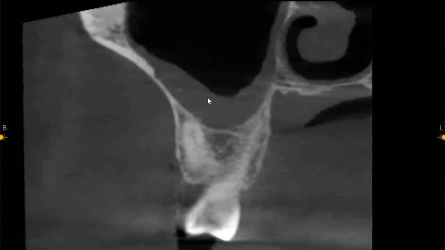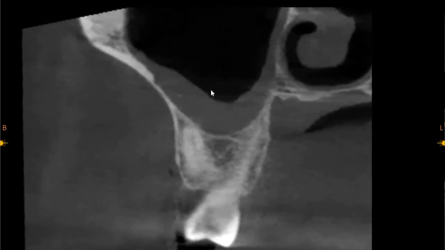The sinus lining does not seem to be as inflamed in the upper left maxillary sinus. We do see mucosal thickness, and this mucosal thickness is approximately 4.9 millimeters, which also shows that it is more than the normal. The normal is between 1 to 3 millimeters.